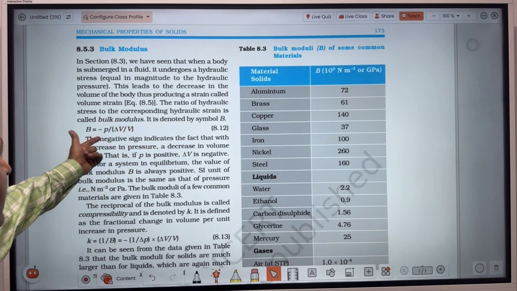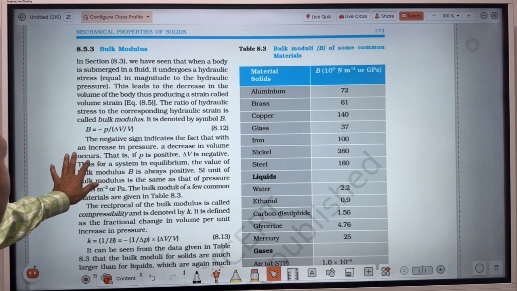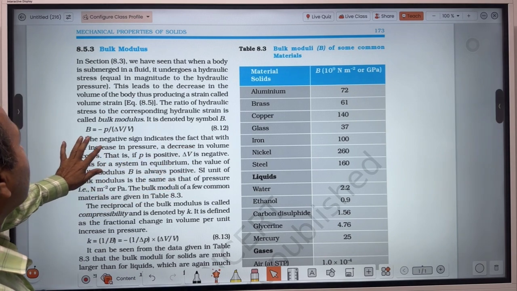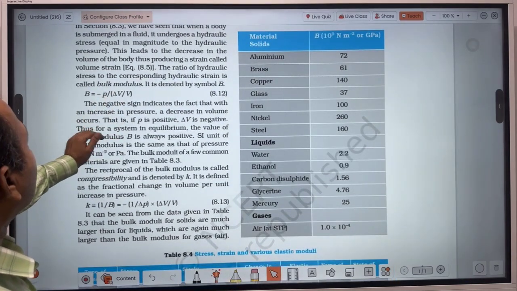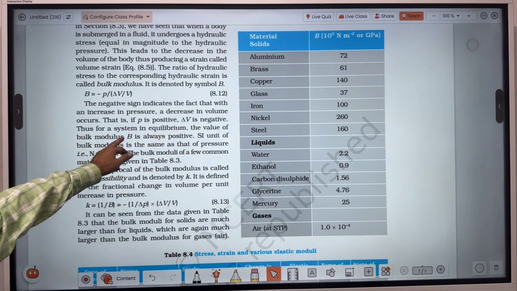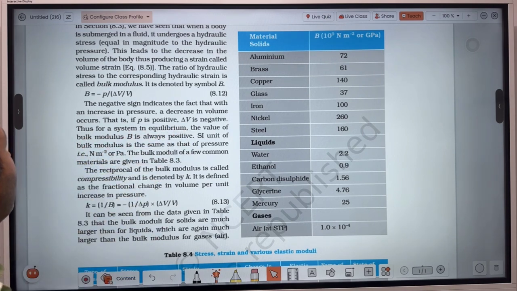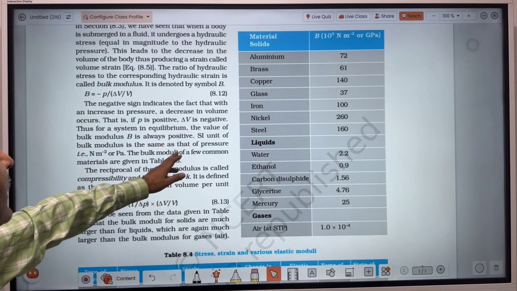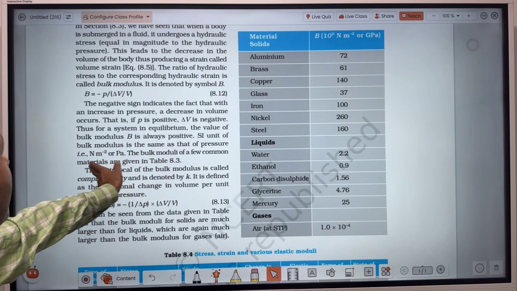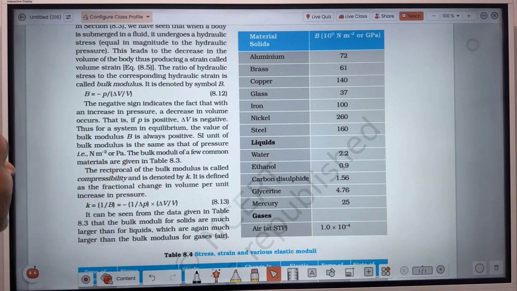It is denoted by symbol B, as I explained to you. So the negative sign indicates that with increase in pressure, a decrease in volume occurs. That is, if P is positive, delta V is negative. Thus, for a system in equilibrium, the value of bulk modulus B is always positive. SI unit of bulk modulus is the same as that of pressure, Newton per meter square or Pascal.